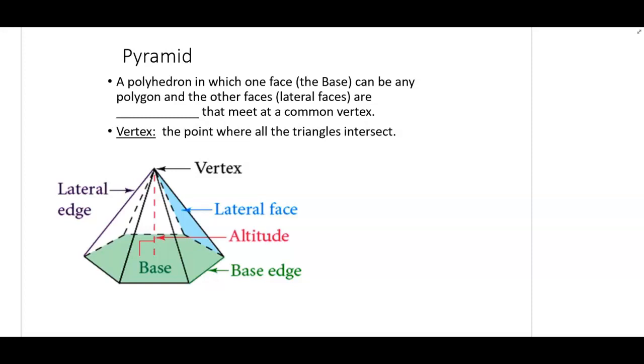So the other day we talked about surface area of prisms and cylinders. Today we move on to pyramids and cones. Now a pyramid is basically a polyhedron, meaning three-dimensional, right, in which one face can be any polygon and the other faces are, in this case you'll see, triangles.